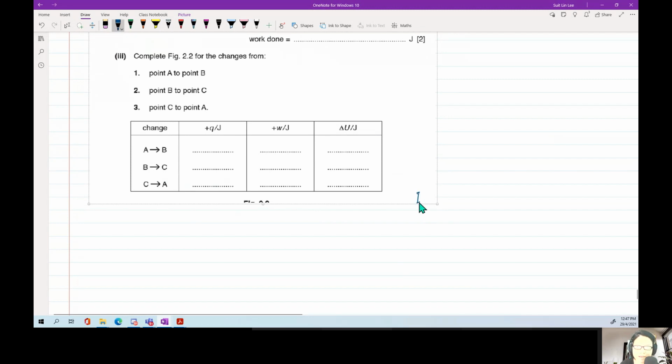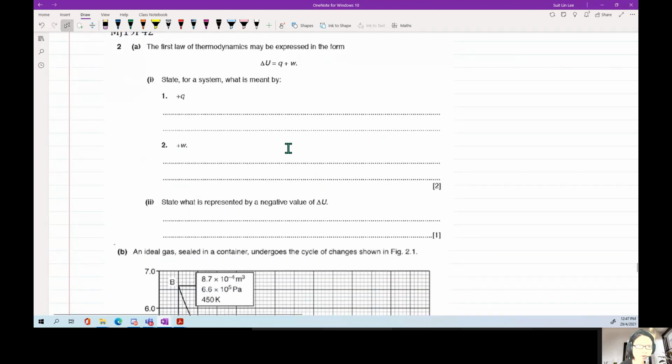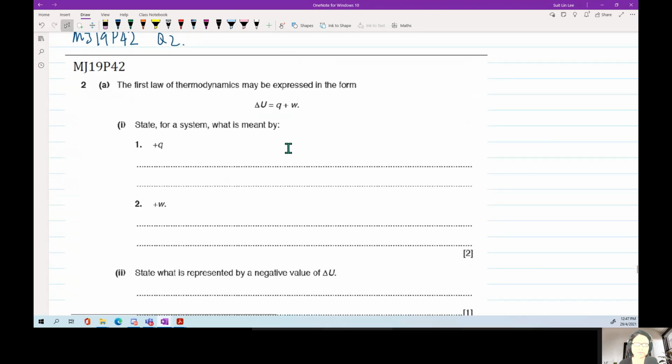All right, this is 4 marks. Okay, so let's go. MJ19, paper 42. The first law of thermodynamics may be expressed in the form delta U is equal to Q plus W. Positive Q, heat added to the system. Positive W, work done on the gas, by atmosphere, by external forces. You just put added and on, your mark is on now.